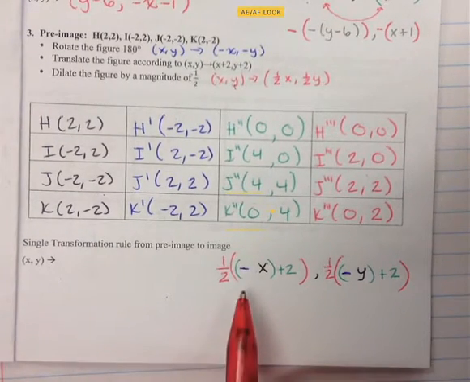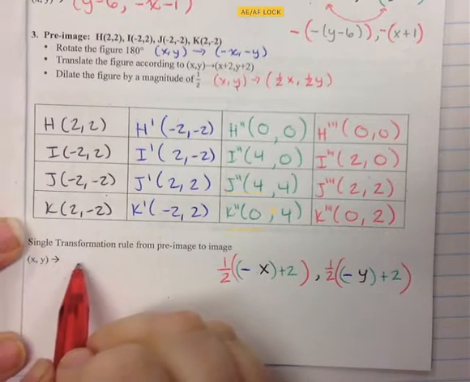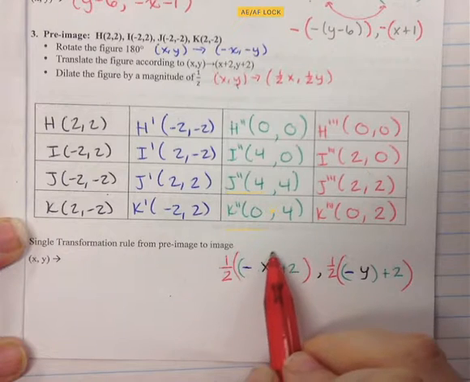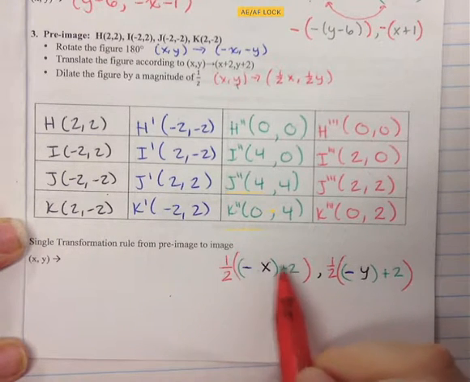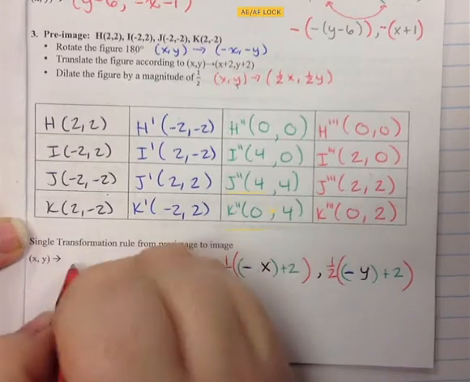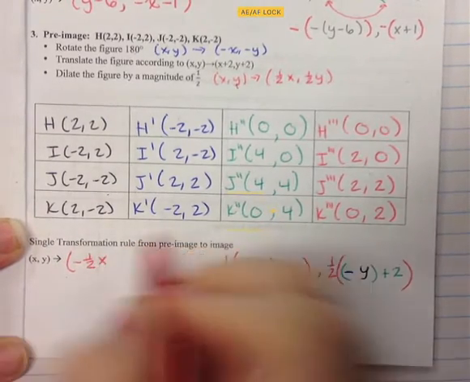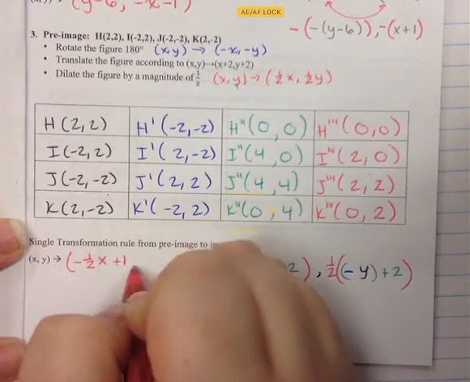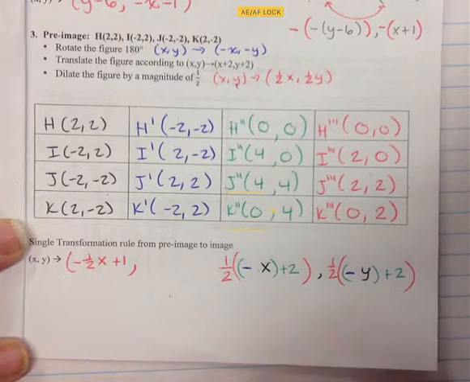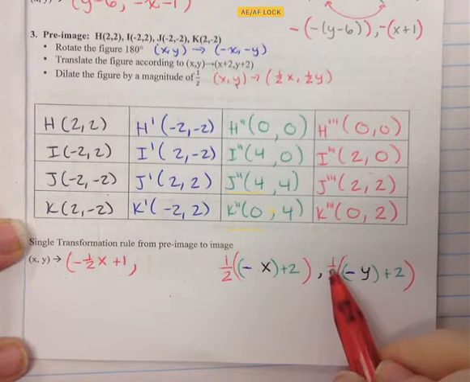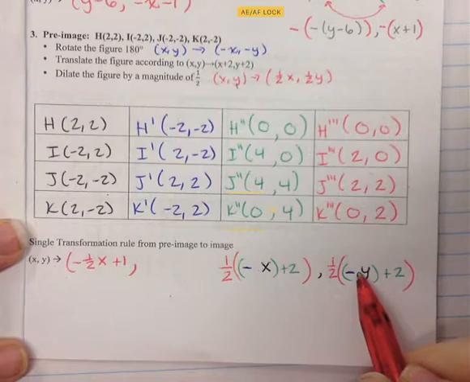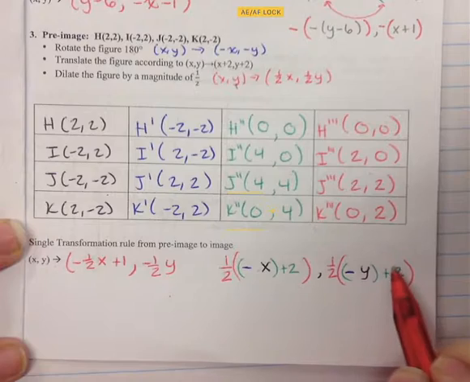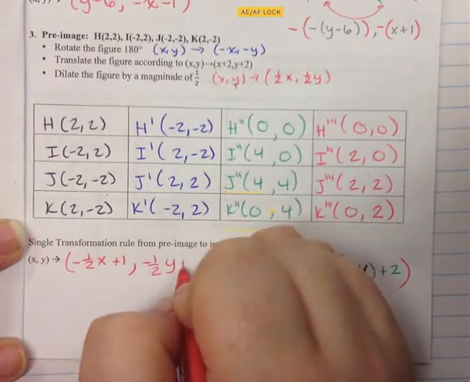So now we actually have to multiply out. So we have xy maps to... I have 1/2 times negative x and 1/2 times a positive 2 because of those parentheses. So 1/2 times negative x is a negative 1/2 x, and then 1/2 times a positive 2 is a positive 1, comma. I do the same thing with the 1/2 on the y, so 1/2 times that negative y is negative 1/2 y, and then 1/2 times that positive 2 is a positive 1, so plus 1.